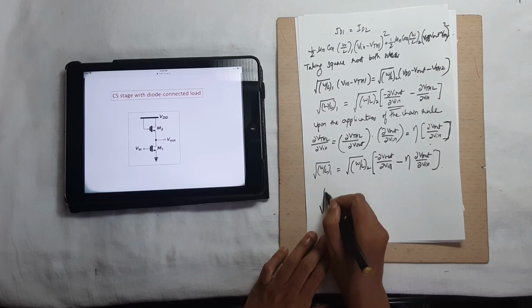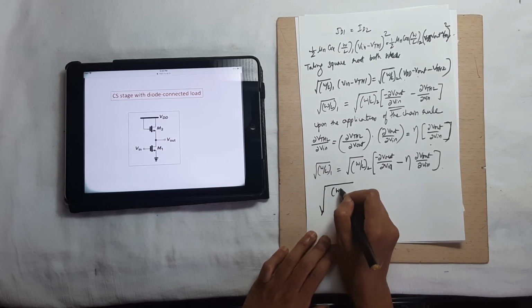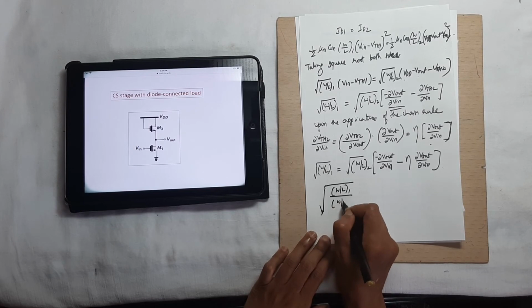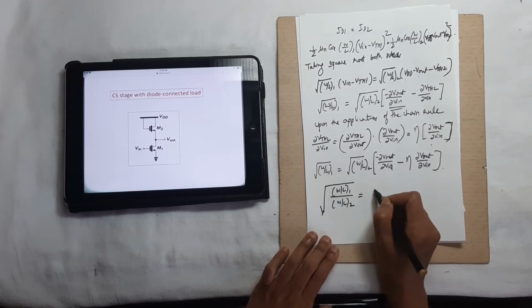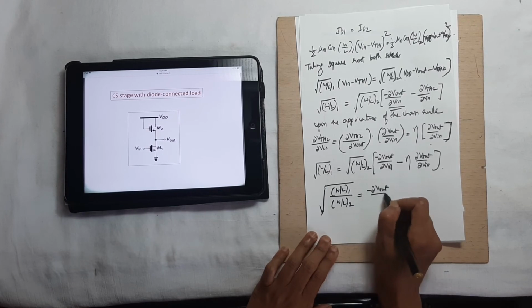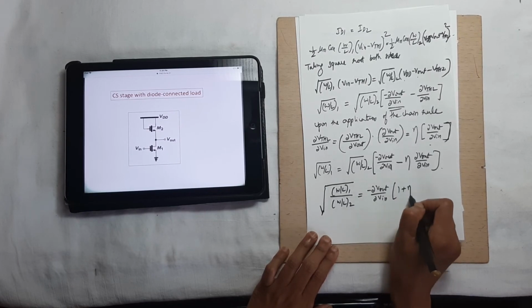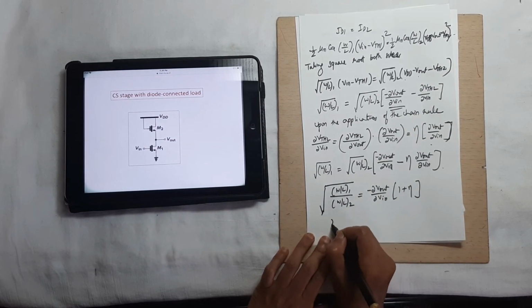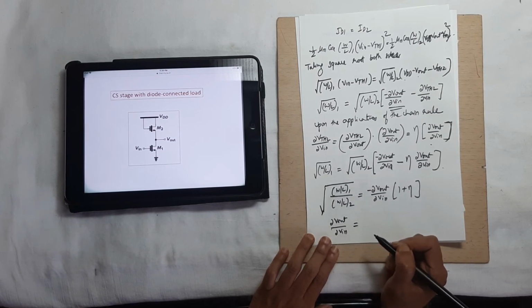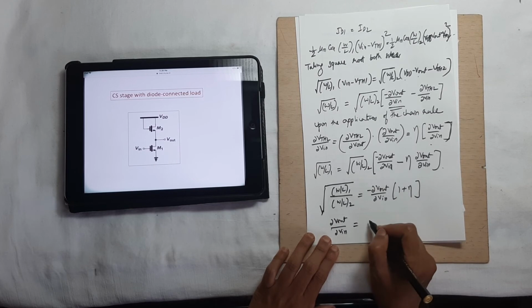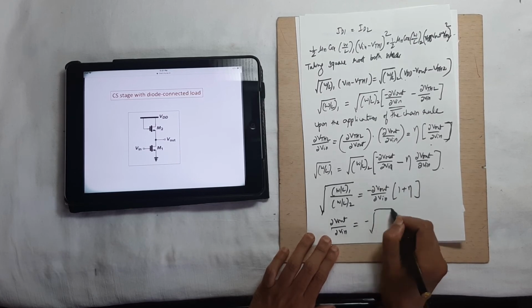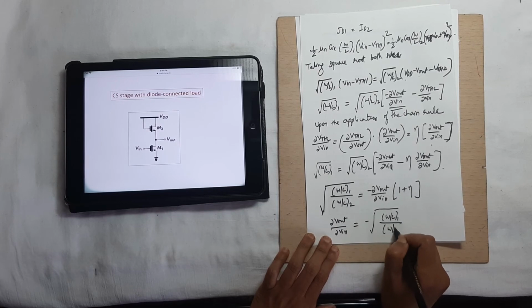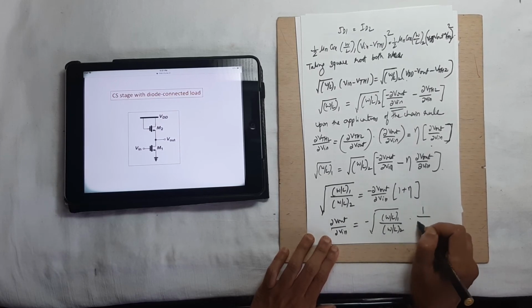Simplifying this, square root of W by L of the first transistor divided by W by L of the second transistor is equal to minus ∂Vout by ∂Vin into (1 plus η), or ∂Vout by ∂Vin is equal to minus square root of W by L of the first transistor divided by W by L of the second transistor into 1 upon 1 plus η.